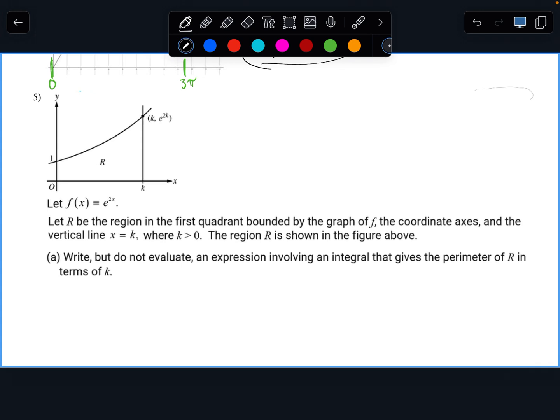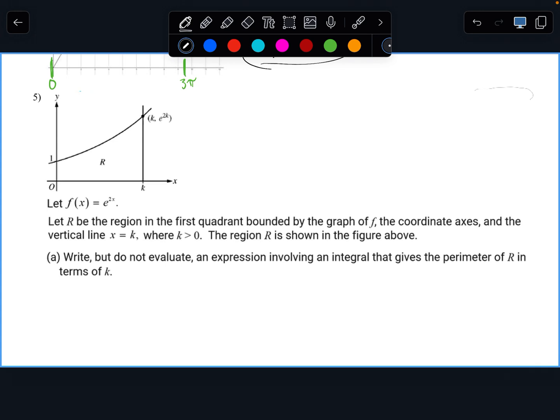Okay, cool. But do not evaluate an expression involving an integral that gives the perimeter of R in terms of k. First of all, what it means when it says in terms of k is that k is going to be in there. You're just going to have an equation with k's in there. So you have to find the perimeter of a weird trapezoid-looking thing. Some of the lengths are more normal.